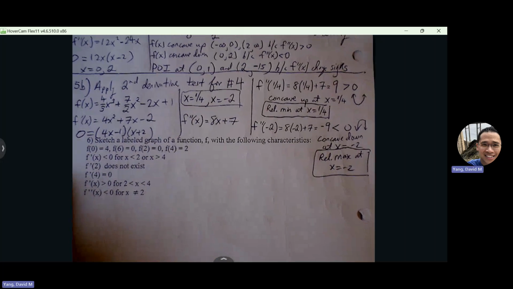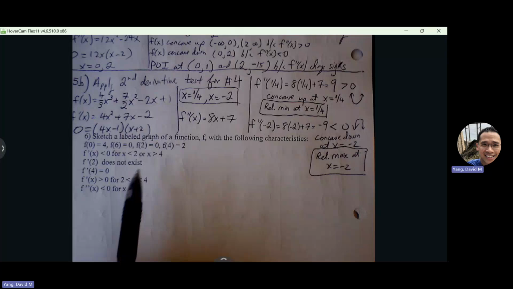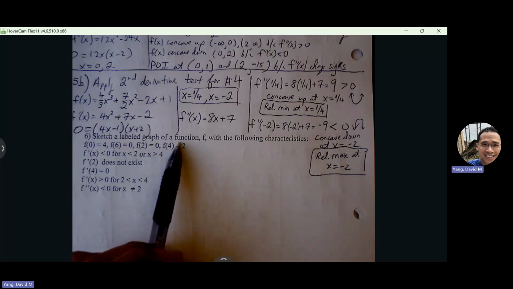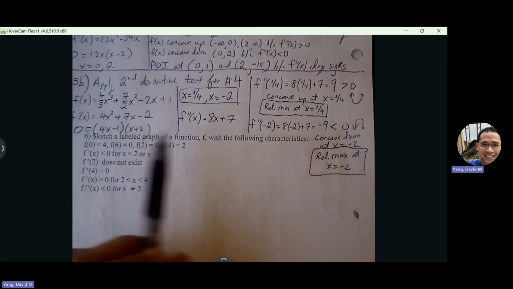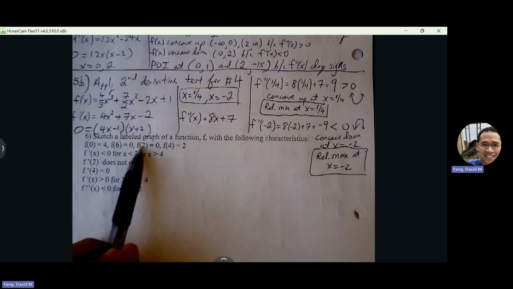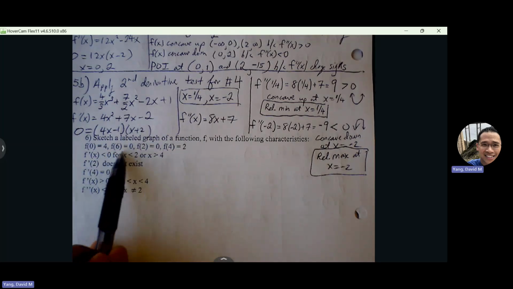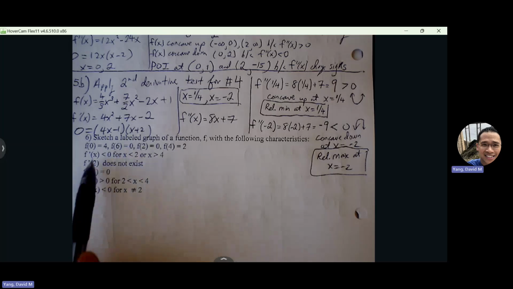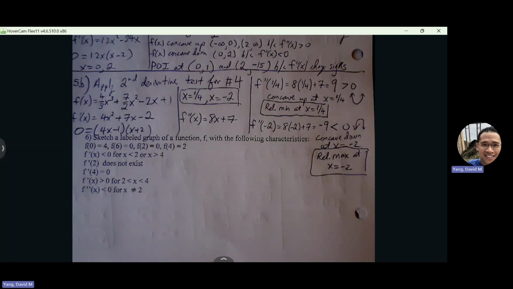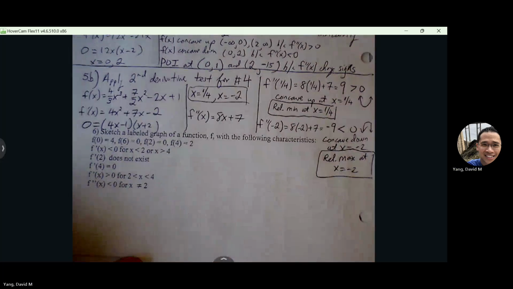All right, number 6. Any questions so far? Okay, sketch the labeled graph of the function with the following characteristics. So we have a bunch of ordered pairs here. We can plot them when we're ready. The hope is that if we can create a slope and concavity sign line based off of these notations, then we can use the sign lines to give us a picture of the graph.